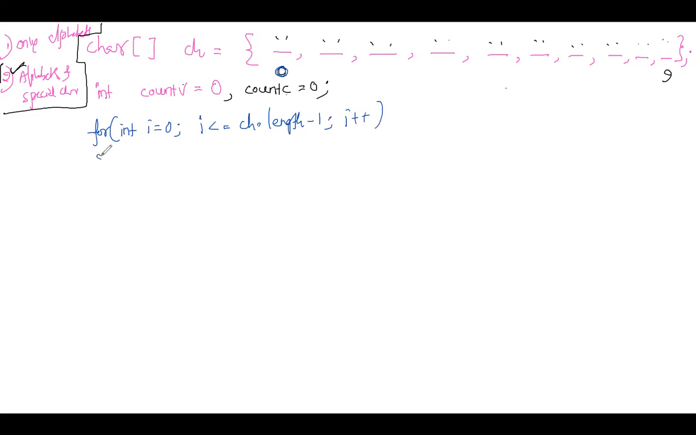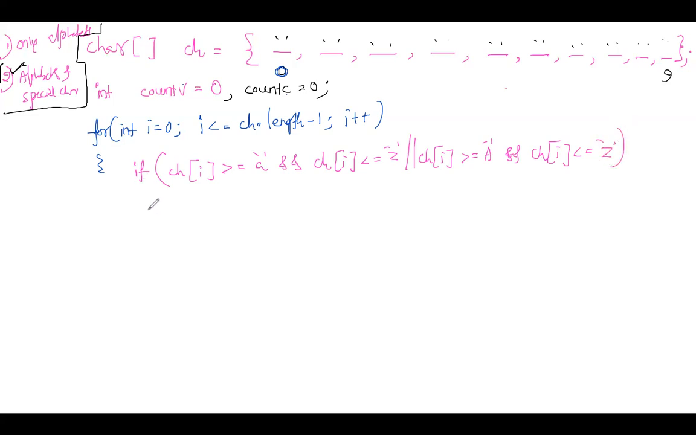Inside this loop, to make sure that it is an alphabet, and only then count whether it is a vowel or consonant, I am taking one condition. If ch of i is greater than or equals to small a and ch of i is less than or equals to small z, or ch of i is greater than or equals to capital A and ch of i is less than or equals to capital Z. This condition makes sure that the character is an alphabet. Otherwise, we don't want to count it in the category of vowels or consonants. So inside this, it is an alphabet.